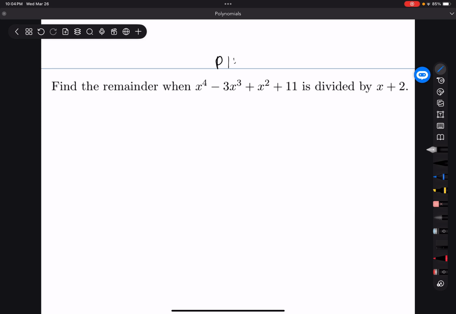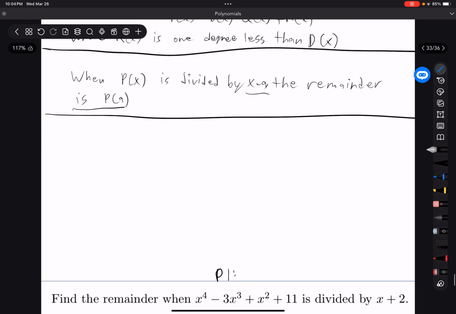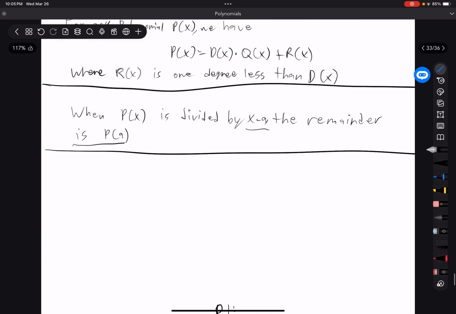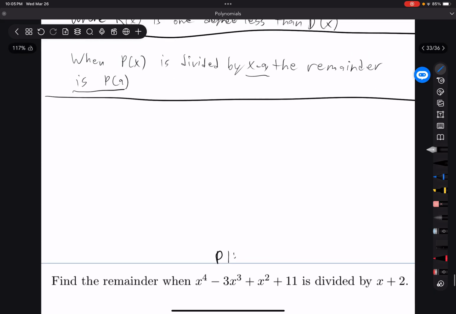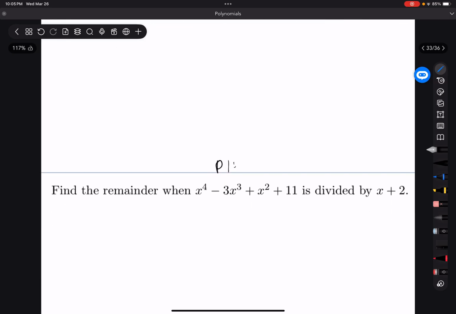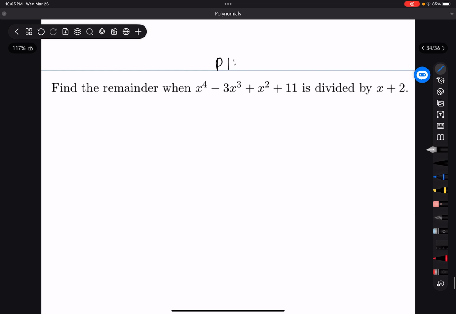So we'll use our polynomial root theorem. It's when it's divided by x minus a. So x plus 2 means that it's just going to be negative 2. Okay, maybe I'm not making it as clear. When p of x is divided by x minus a, the remainder is p of a. So when p of x is divided by x plus a, for example, the remainder would be p of negative a. So for x plus 2, it would be p of negative 2. So p of negative 2 is just what we need to find, plugging in negative 2 for x in this expression.